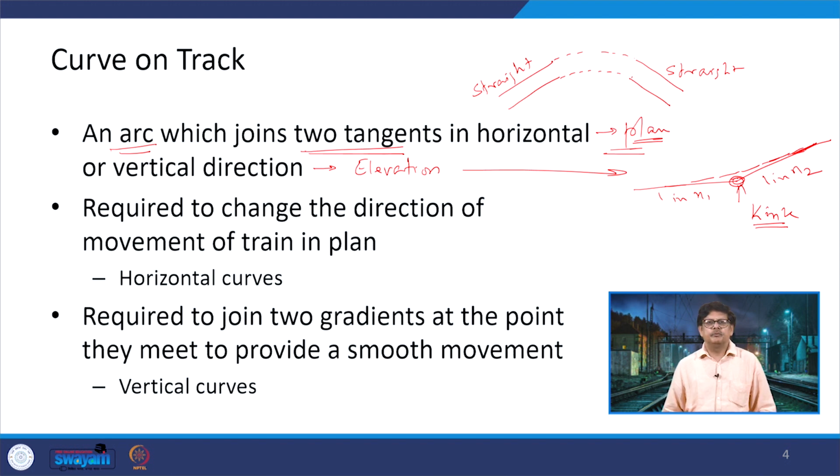Now these are required to make a change in the direction of the movement of the train. It can be in the plan, it can be in the elevation also. If you are talking about a plan, then it is termed a horizontal curve. And if you are talking about the connectivity of the two gradients, one in N1 with one in N2, then at the point where these two gradients intersect each other, whatever smooth curve is provided is defined as a vertical curve. So we are going to discuss these things.